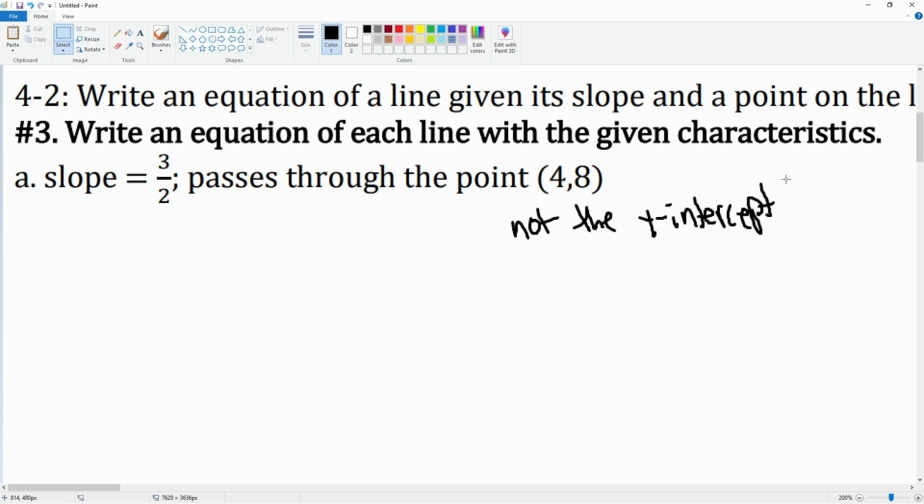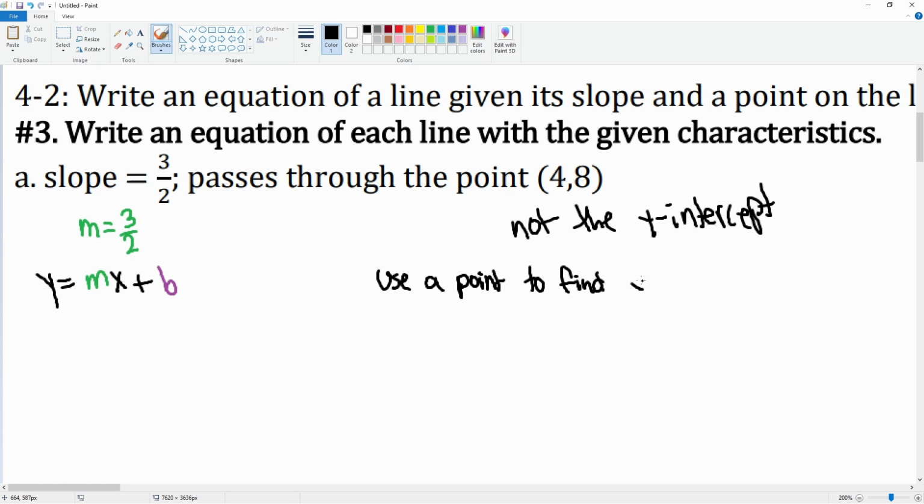All right, so now let's approach this problem. The equation of a line is written as y is equal to mx plus b, which stands for the y-intercept. We have the m here as m is equal to 3/2. Then we have the b, but we don't know the y-intercept. However, we can use a point to find the y-intercept. The equation that we must use is this: y equals mx plus b.